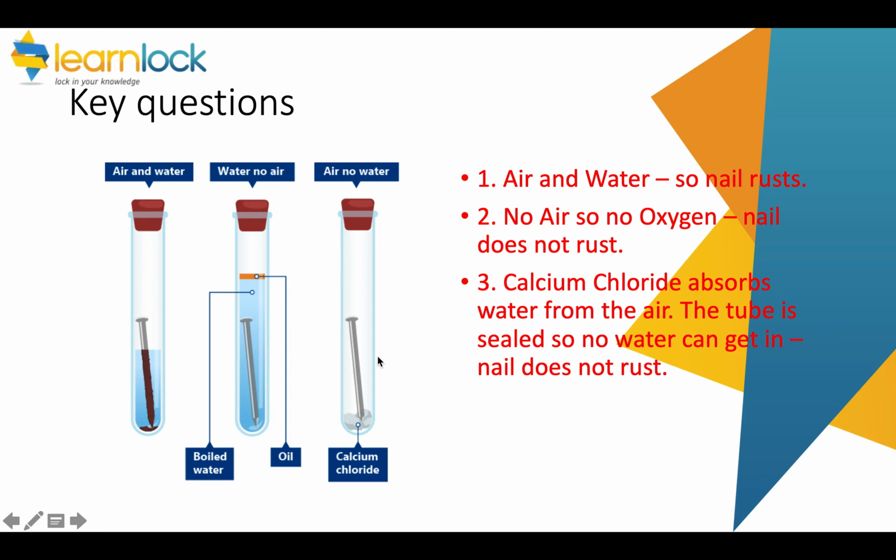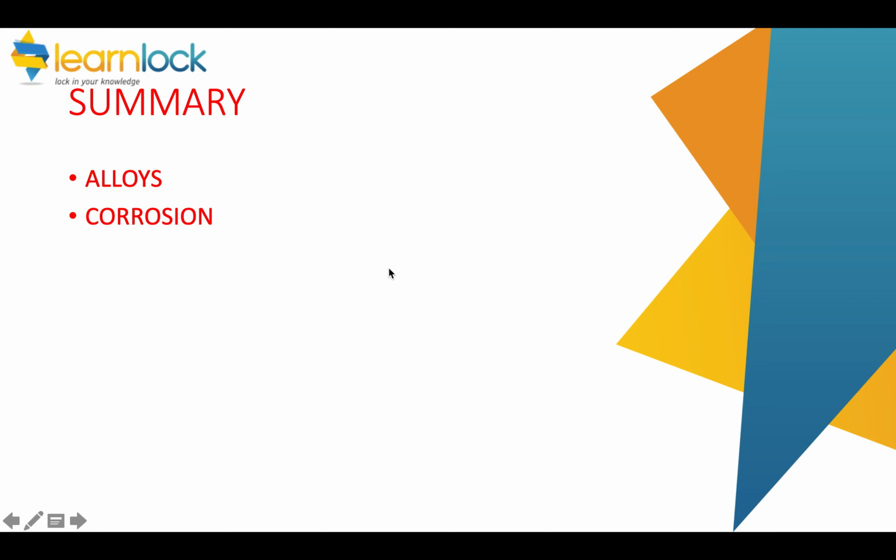Finally, in the last test tube, the calcium chloride absorbs water from the air, so no water vapour can get in, and also it's sealed as well, so the nail will not rust. In summary, we've looked at alloys and corrosion.